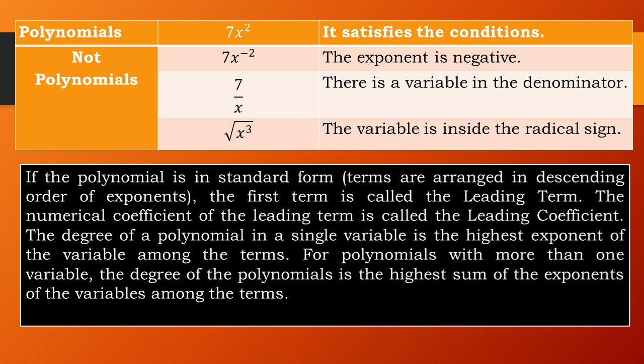The degree of a polynomial in a single variable is the highest exponent of the variable among the terms. For polynomials with more than one variable, the degree of the polynomial is the highest sum of the exponents of the variables among the terms.